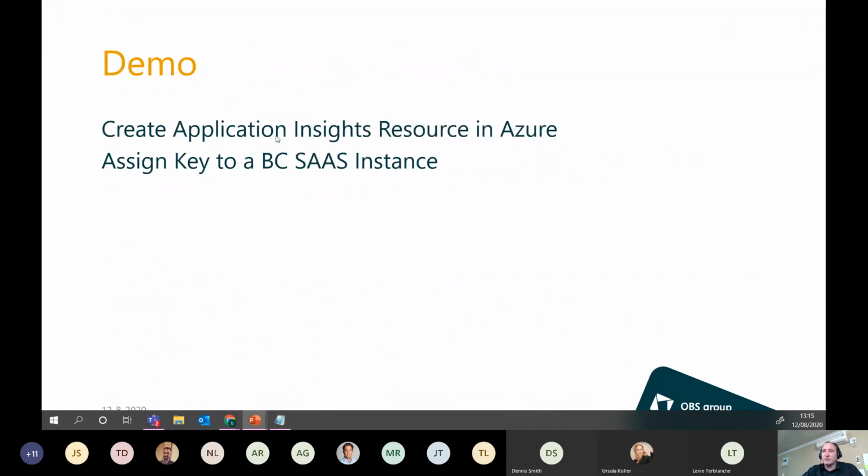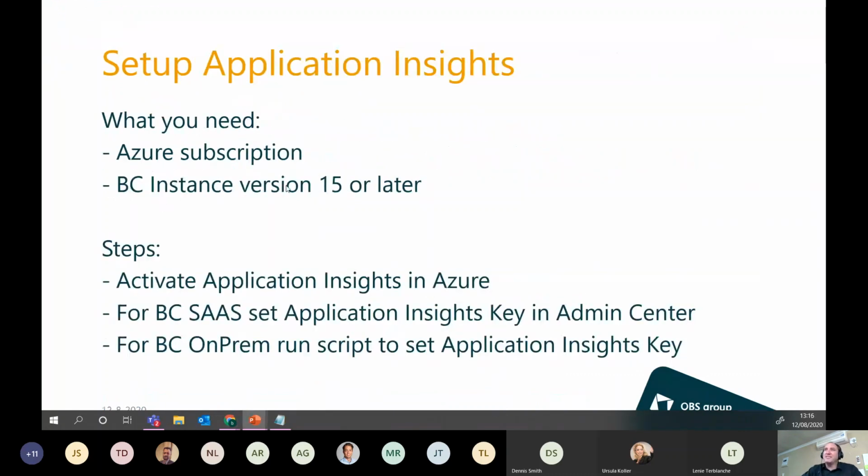So you're going to need an Azure subscription. And once you have that, you need a BC instance version 15 or later. This was only activated in version 15, and of course on the current version 16, it's available. And what are the steps to do it? You activate application insights in Azure, and then for Business Central SaaS, you set up the application insights key in the admin center. If you're running the on-premise version, you need to run a script to set the application insights key, or you can just set it in the server settings. But I'll show you how to do that just now. Let's go and have a look.